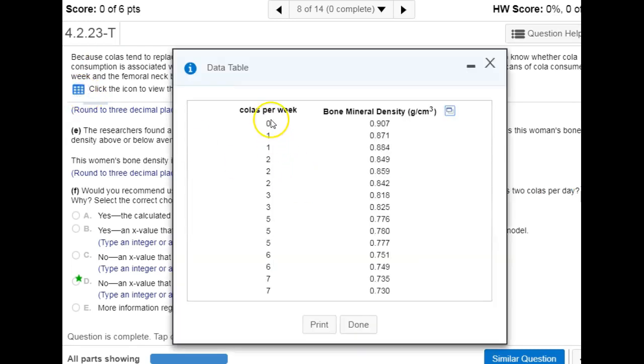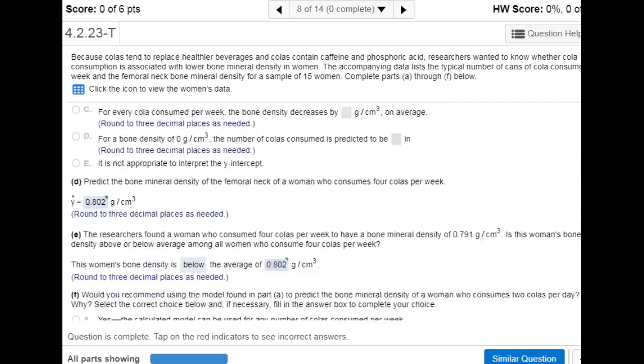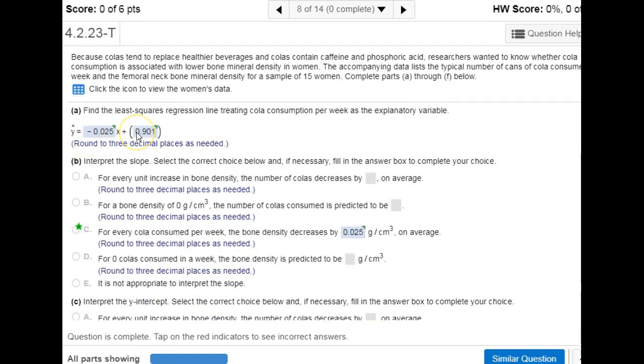And if you look at our data here, there's no one even close to 14 a week. So that's way outside of the scope of the data. And so an x value of 14, that's outside the scope of our model, so we should not use our model to predict bone density for someone who drinks 14 colas a week.